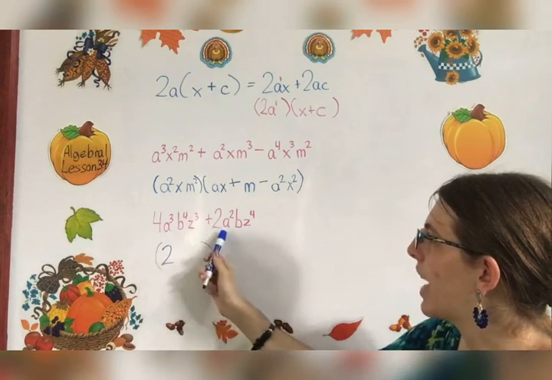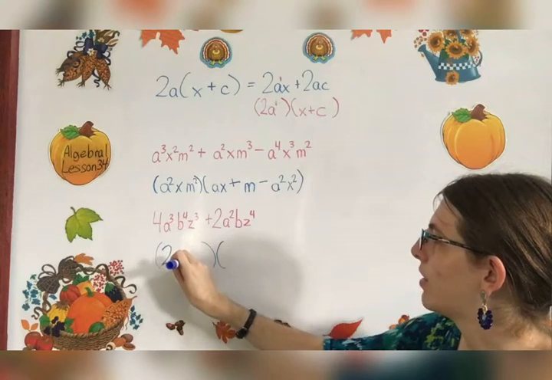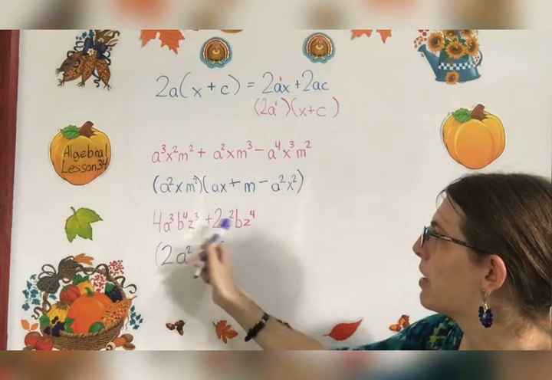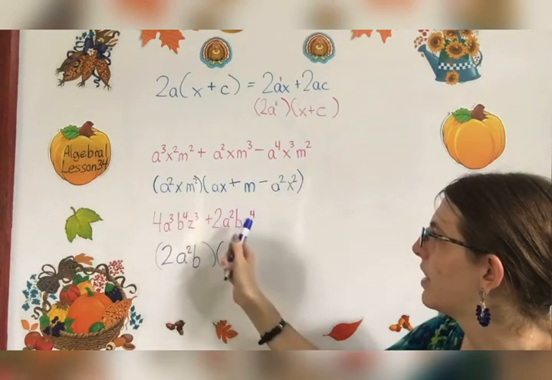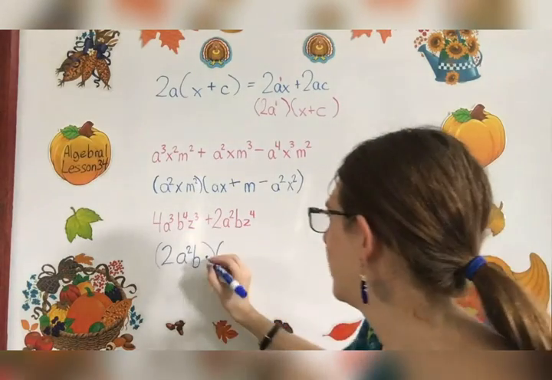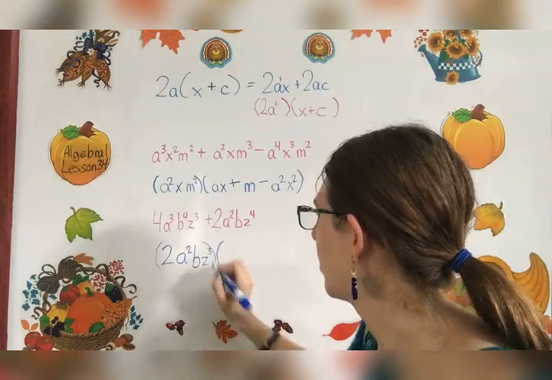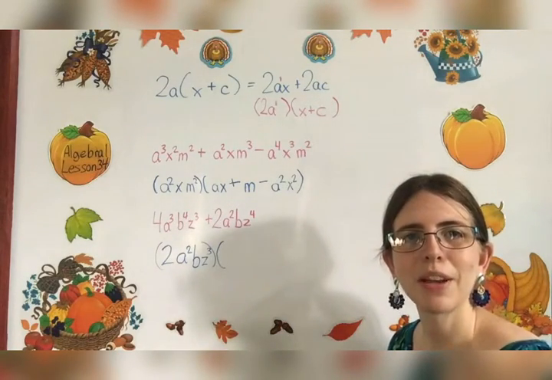Okay, a cubed, a squared. a squared has the smallest exponent. b to the 4th, b. Okay, just b has the smallest exponent. z cubed, z to the 4th. z cubed is the smallest exponent. Okay, that's my greatest common factor.